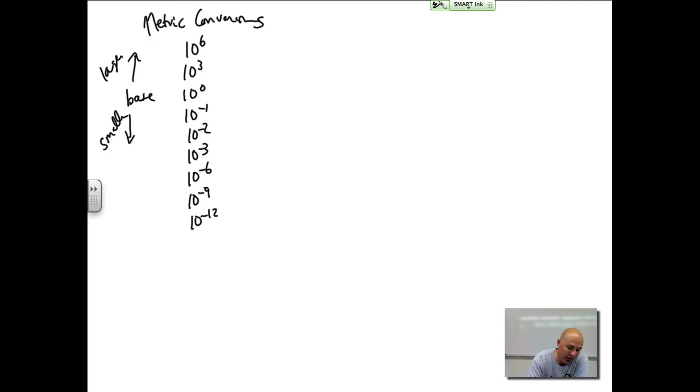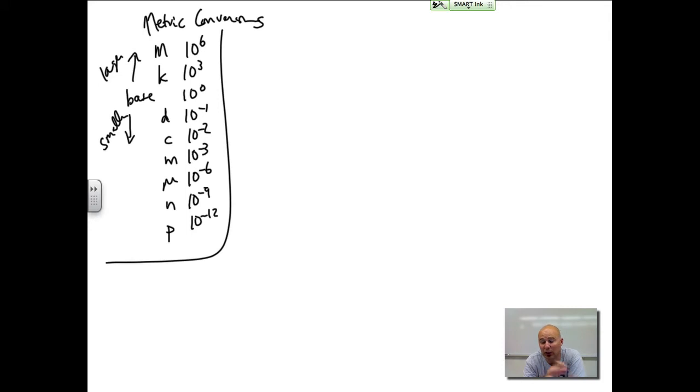Now, these are kilo, mega, deci, centi, milli, micro, nano, pico. This helps us get going in terms of recognizing how to convert. Let's do a few of these.